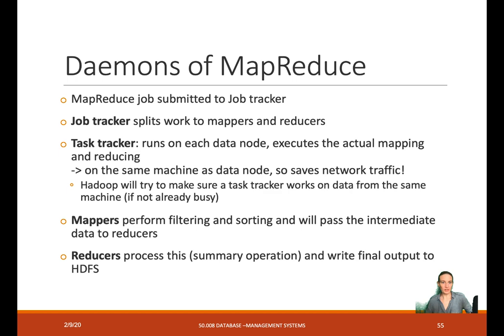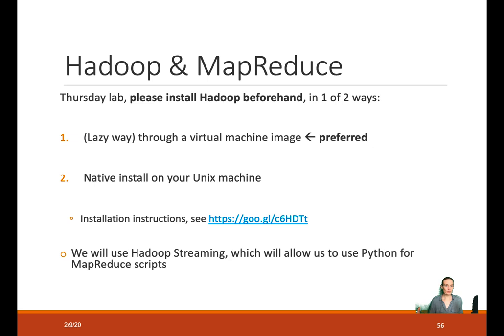Did I forget anything? Also, mappers perform filtering and sorting, and will pass the intermediate data to the reducers, and then the reducers process this. In this case, we have some operation, and they pass along the final output. Okay, so this is MapReduce, explained quite briefly.